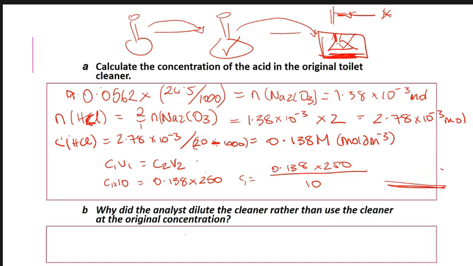So this one's a little bit different because it has this dilution step. So once we've worked out the amount from the titration, we need to then step it back.